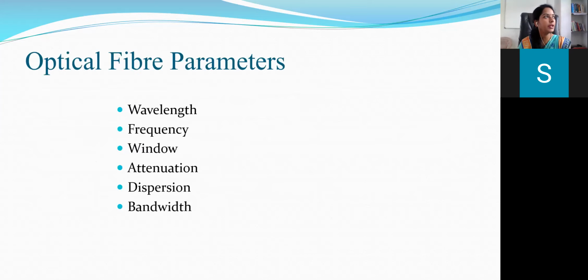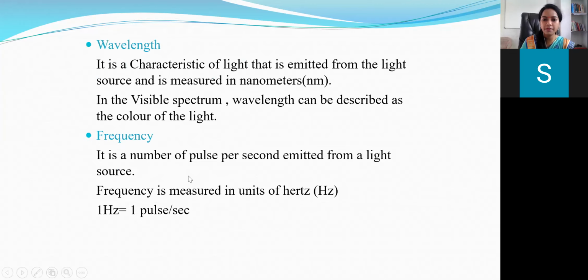Then these are the optical fiber parameters. What are the optical fiber parameters? First is wavelength. We must consider the wavelength of light which we are entering through the optical fiber. Then frequency. We should also know the frequency we are entering. Then there is window. What is window? Attenuation, dispersion, and bandwidth. You all know this; window, attenuation and dispersion we are going to see in our next slides. So we will see the parameters one by one.